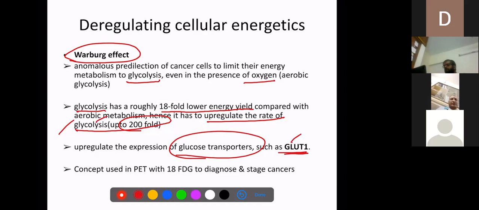This Warburg effect is the concept used in the PET-CT. When you use 18-fluorodeoxyglucose, it is selectively taken up by the tumor cells because they undergo only glycolysis and upregulate the expression of GLUT1. So this FDG is selectively taken up by the tumor cells, and it is very much used nowadays. Nuclear medicine studies like PET are used very much nowadays to diagnose and stage cancer.